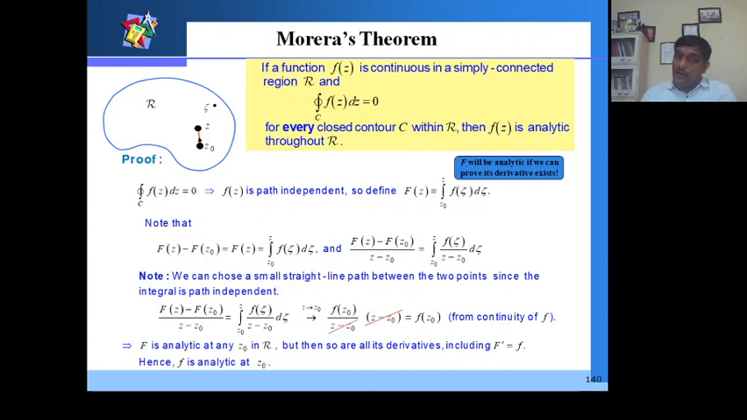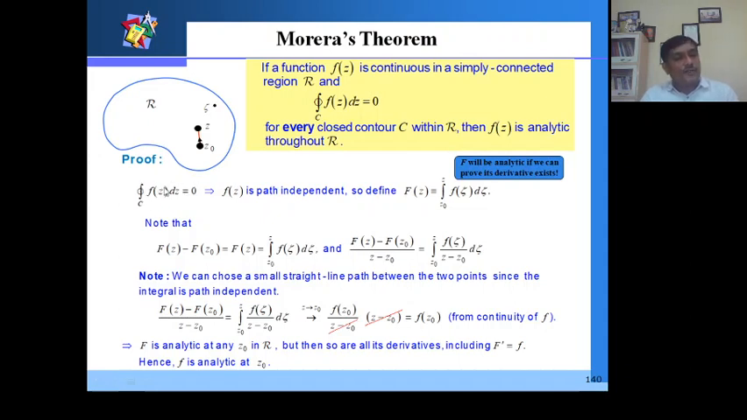Here, Morera's theorem is a converse of Cauchy, meaning if a function f(z) is continuous in a simply connected region R, and the integral over C of f(z) dz is equal to 0 for every closed contour C within R, then the function must be analytic throughout R. That is the converse. Here capital F will be analytic if we can prove its derivative exists. Let us consider the contour integration. This is given, that the integral over C of f(z) dz is equal to 0. What is the meaning of this?